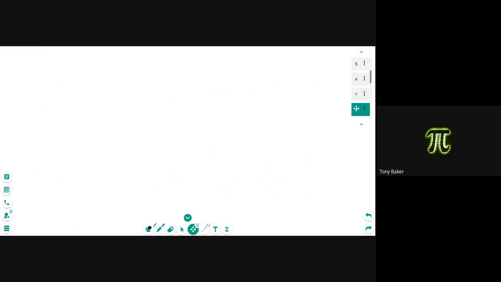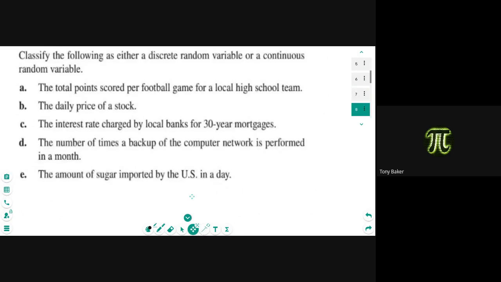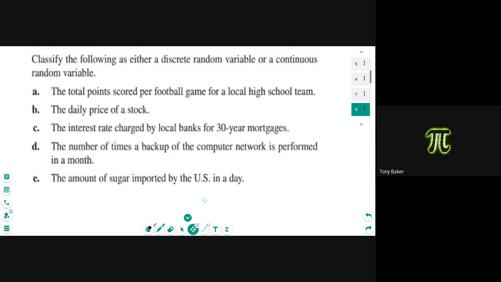All right. So the first thing we're looking at, let's see, which ones are discrete and which ones are continuous? The total points scored in a football game for a local high school, discrete or continuous? Discrete. The daily price of a stock. It's money, so it's most likely going to be continuous in that respect. The interest rate charged by local banks for a 30-year mortgage. Continuous as well. The number of times a backup of a computer network is performed in a month.